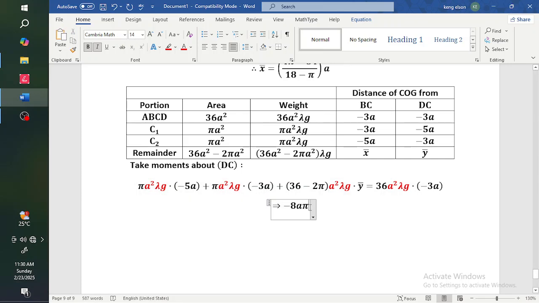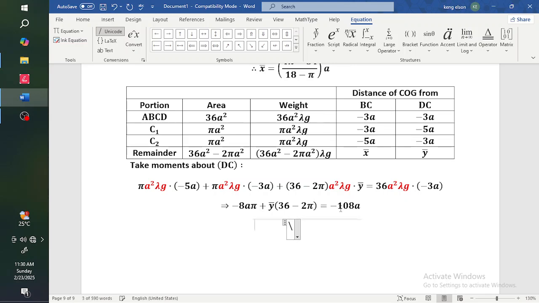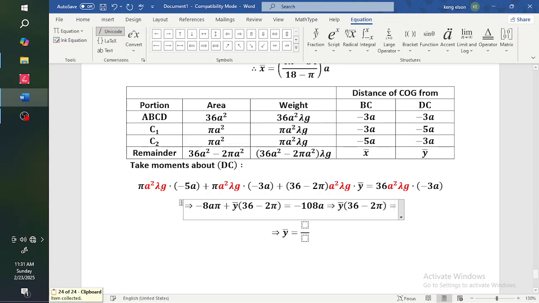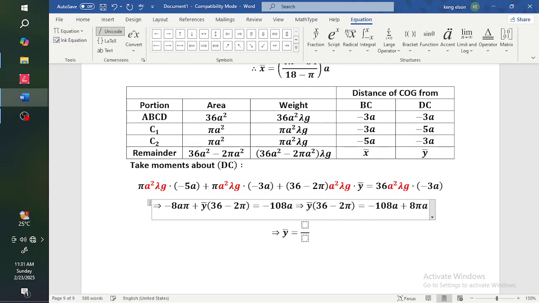Okay, now let's come here. We have plus y bar times 36 minus 2 pi equal to, same story. When you do 36 times this, I think we had negative 108a. Then we now get y bar directly. First of all, let's add 8a on both sides. So if you add 8 pi a on both sides, we have everything here equal to negative 108a plus 8 pi a. Okay, so we are going to divide both sides by 36 minus 2 pi. Then up here is going to be 8 pi a minus 108a. Okay, that's what we have.